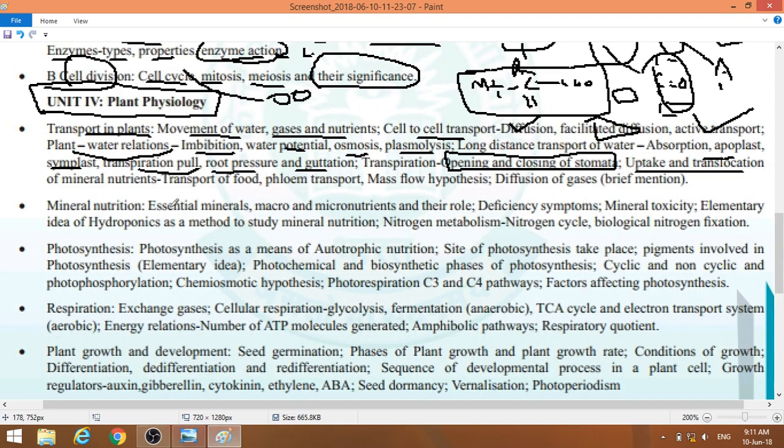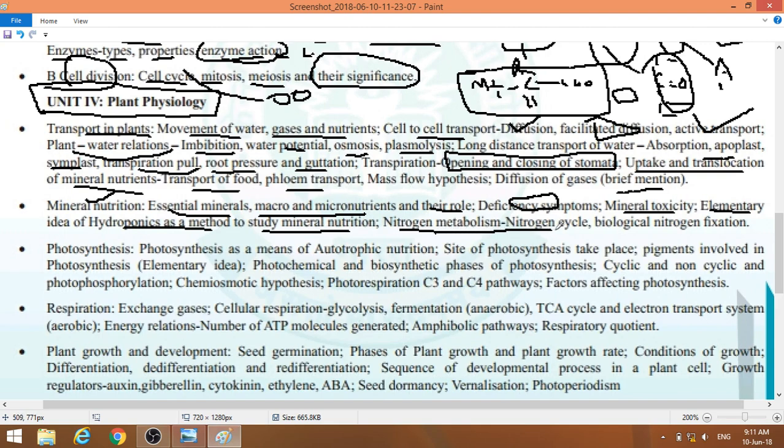Then you have uptake and translocation of mineral nutrients, transport of food, phloem transport, mass flow hypothesis, diffusion of gases, brief mention. Then mineral nutrition, essential minerals, macro and micronutrients, their role. If they are deficient, what are the symptoms in plants? Mineral toxicity, elementary idea of hydroponics as a method to study mineral nutrition. You have to study nitrogen fixation, important, nitrogen cycle, biological nitrogen fixation is important. Then you have to study photosynthesis.